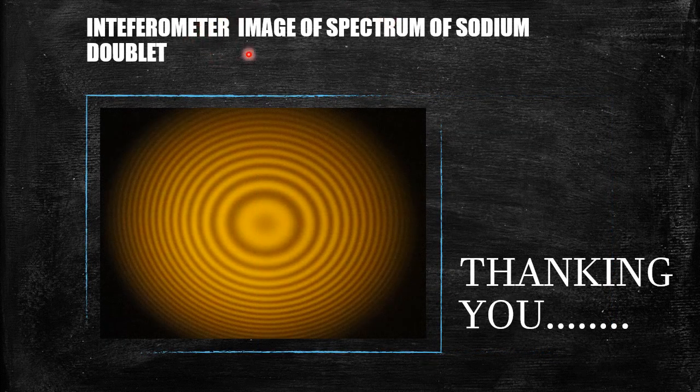Interferometer image of the spectrum of the sodium doublet. This is the real-time image. We are using different kinds of filters to form the different colors of the spectrums. So spectrum colors depend upon what kind of filter we use.